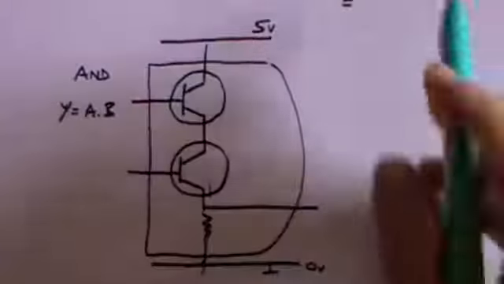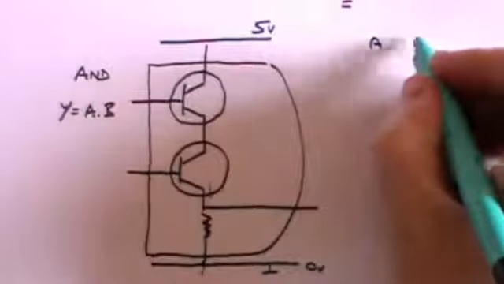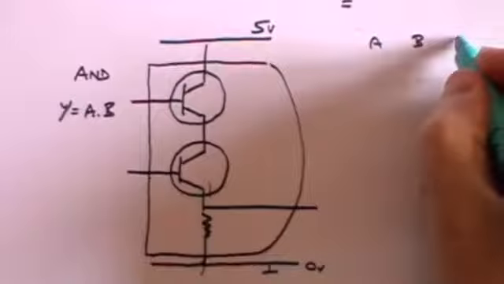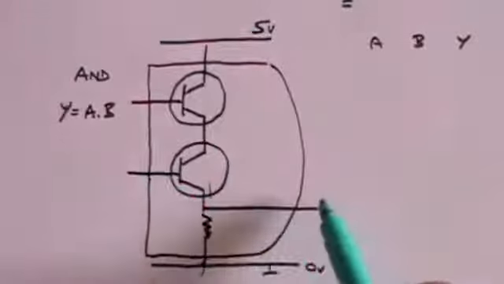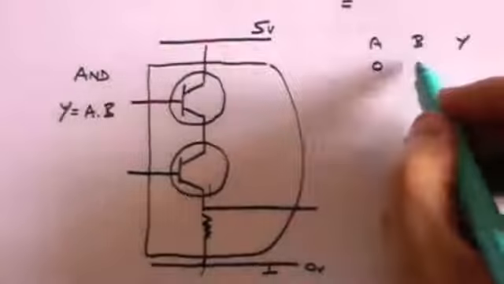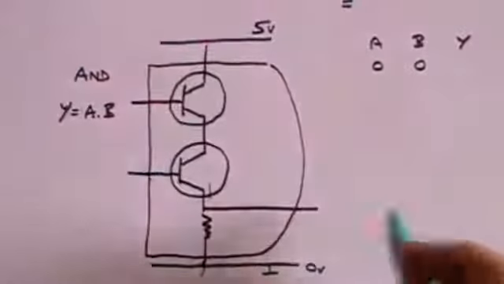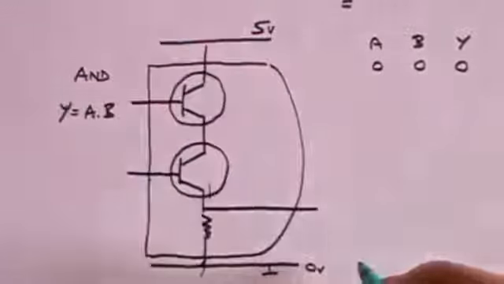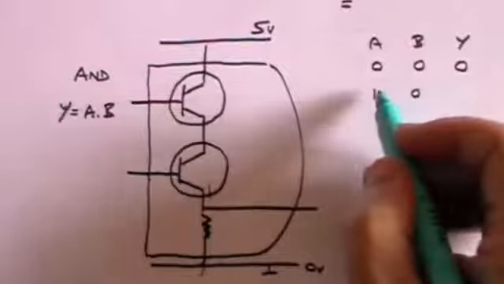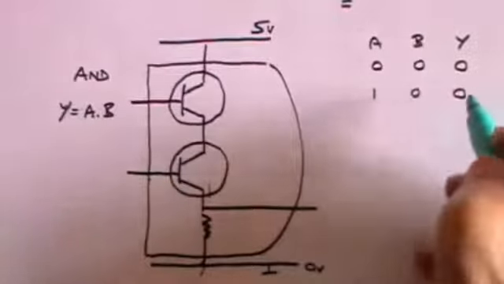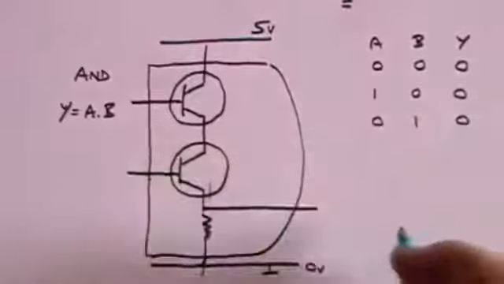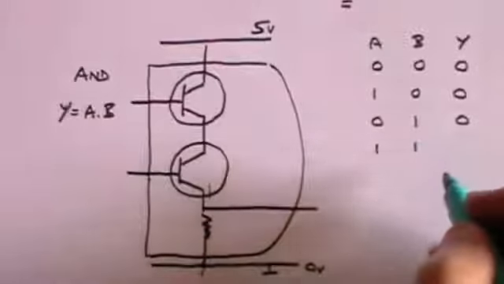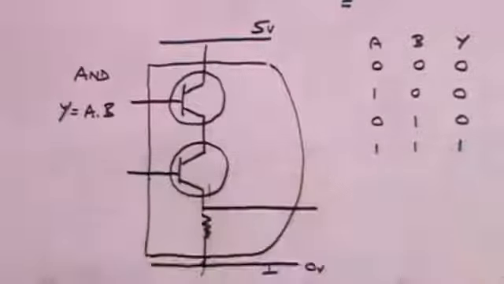So once again we can draw our truth table for our inputs and our output. Our inputs are A and B and our output Y. If the inputs are both 0, the output is 0. If one of them has a positive voltage and the other doesn't, the output is still 0. If it's the other way round, the output's still 0. It's only if both A and B have positive voltages that you will get a positive voltage out.